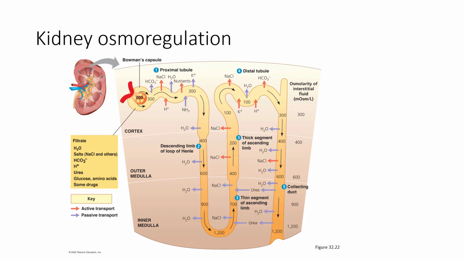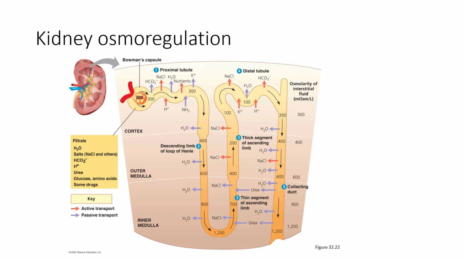You have your Bowman's capsule with blood at about 300, how concentrated salts are in things. And the proximal tubule, you see all that reabsorption. So that reabsorption there after the filtration in Bowman's capsule is of water, potassium, nutrients, because sometimes nutrients will end up in there. The descending limb of the loop of Henle, you have reabsorption of water. And your thin segment of the ascending limb, you're actually going to reabsorb sodium chloride passively, and then you're going to reabsorb it actively in the thick segment of the ascending limb.